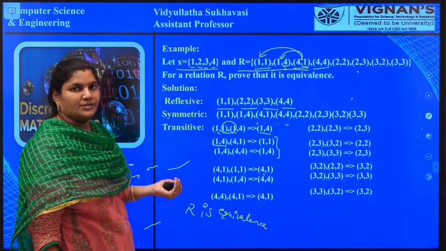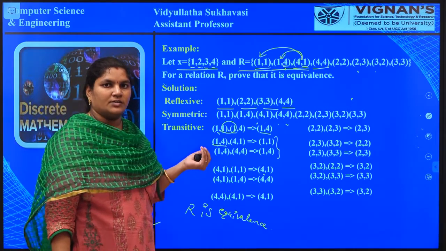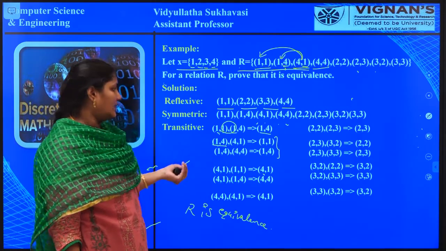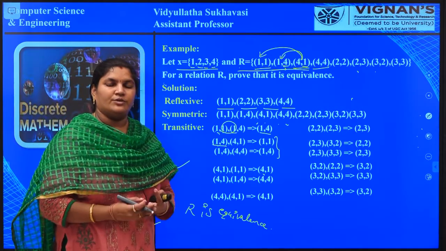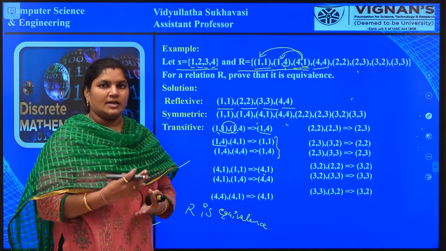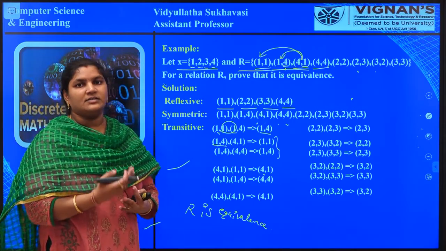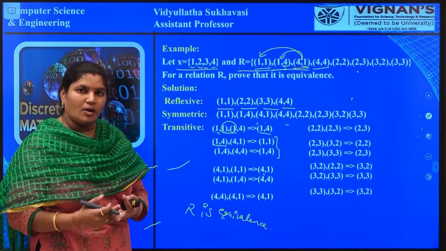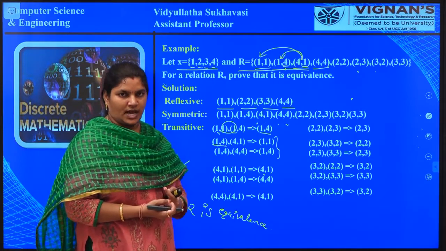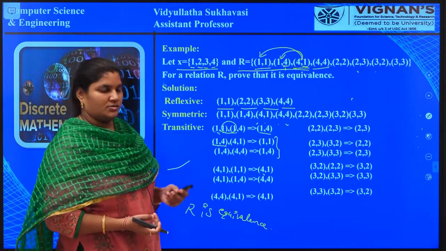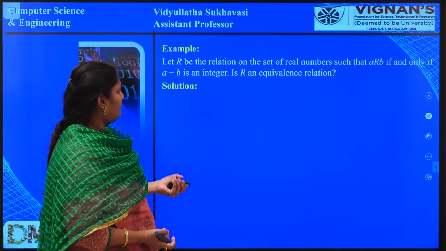Okay, how we are going to check? Have you got the problem? Yes. So here for proving the equivalence relation, we need to check 3 properties: reflexive, symmetric and transitive properties. If these 3 properties are satisfied, then only we can say that the given relation R is equivalence. So now see the second example.